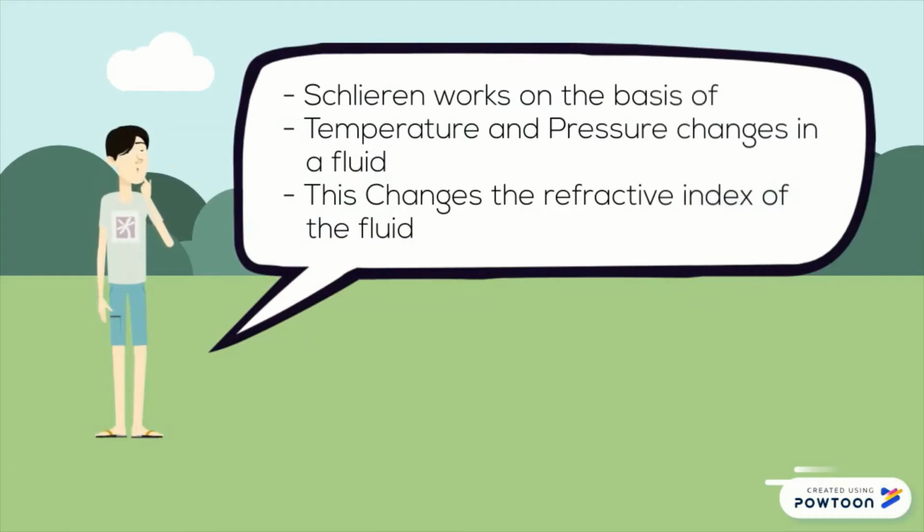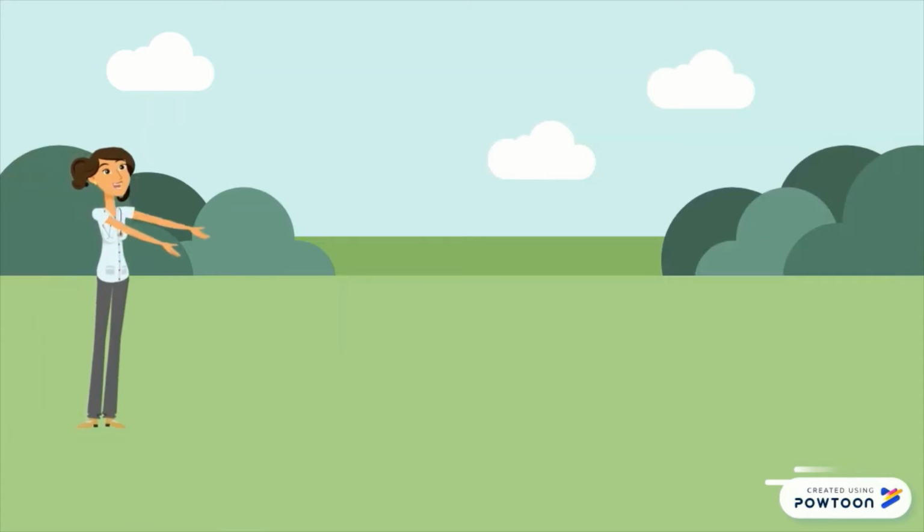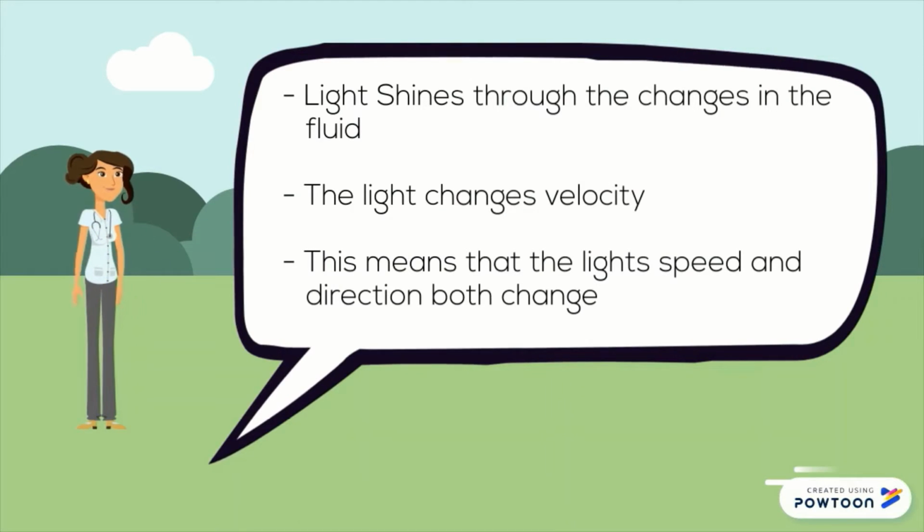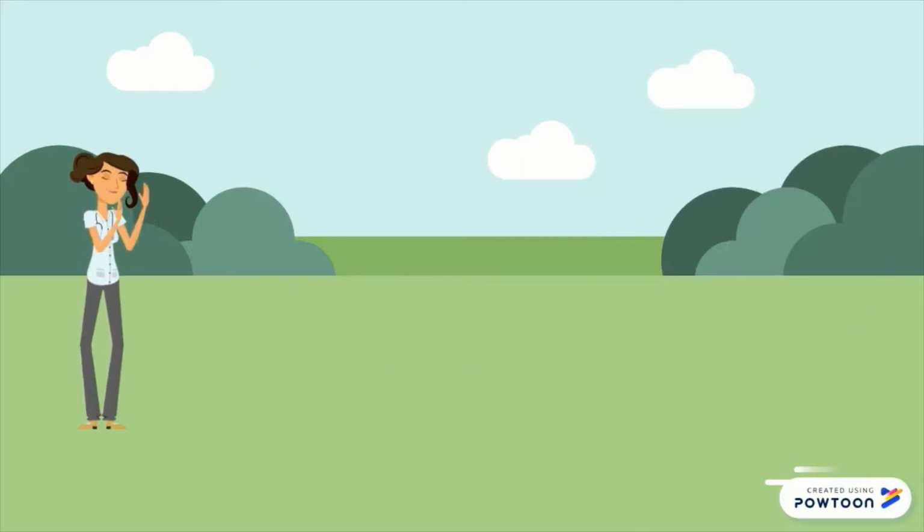Schlieren works on the basis of temperature and pressure changes within a fluid. The imaging technique works because these variables change, causing the refractive index of the fluid in question to also change. This means when you shine a coherent light source through the subject area, the light will change direction and velocity in proportion to the changes in initial variables.